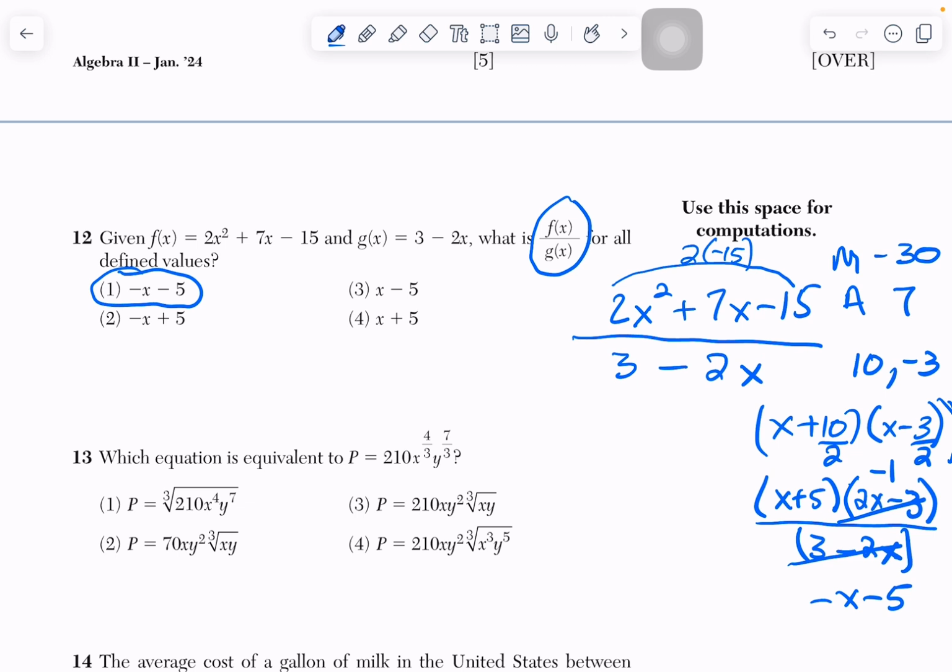I'm sitting out here on my deck. It's beautiful. Enjoy Juneteenth, day off, and I'll see you soon. Bye.